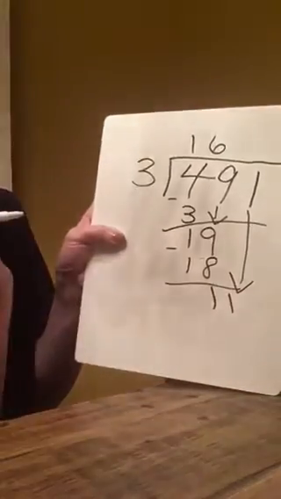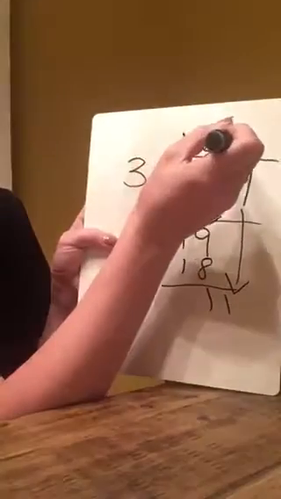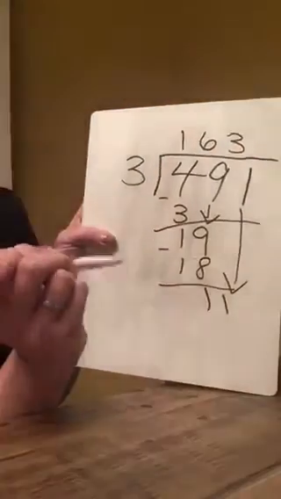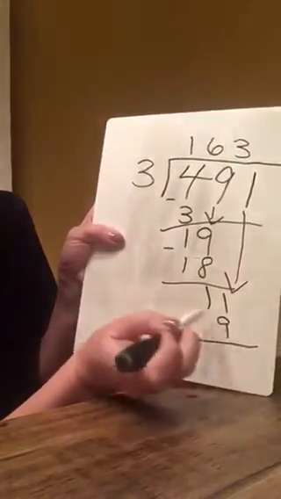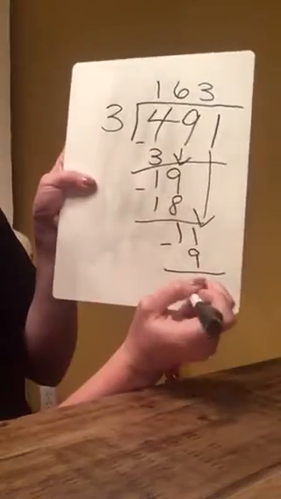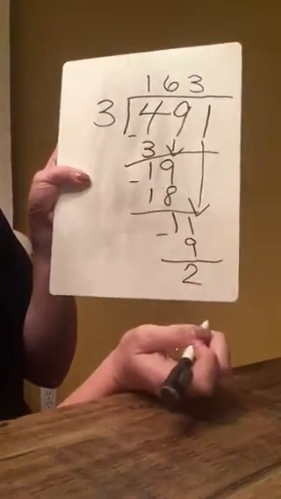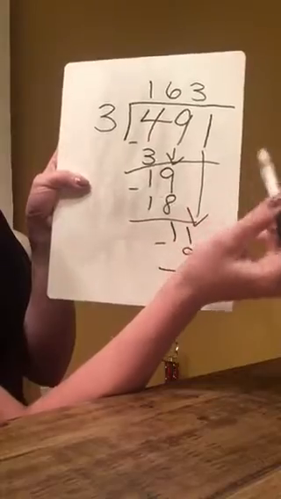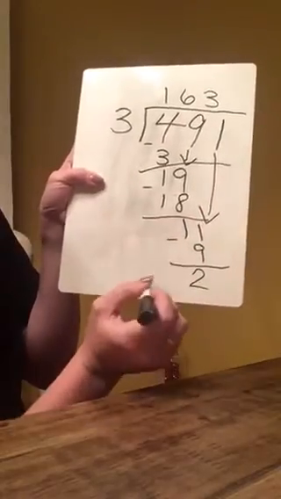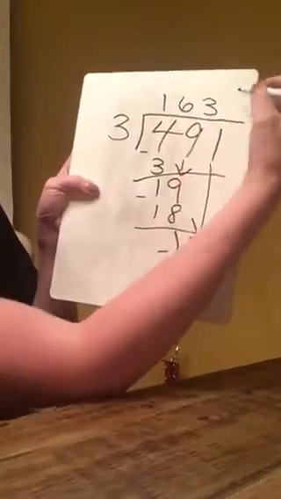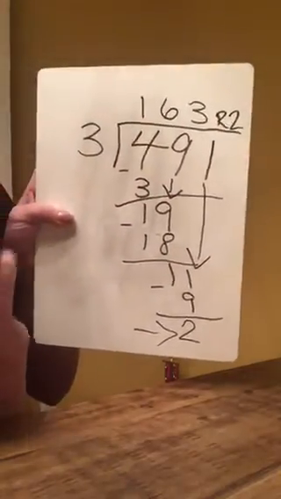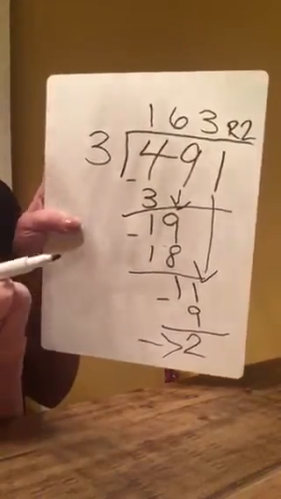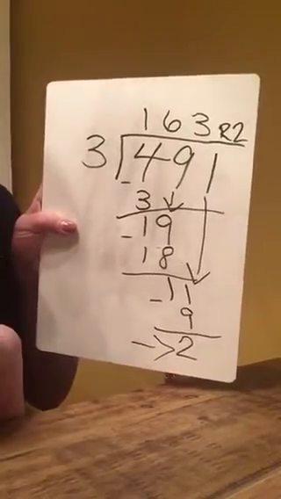3 goes into 11 3 times. 3 times 3 equals 9. We'll subtract those numbers, and that leaves us with 2. Okay, we have no other numbers to bring down, so that means this is the remainder. So our answer to this problem, 491 divided by 3, is 163, remainder 2. All right.